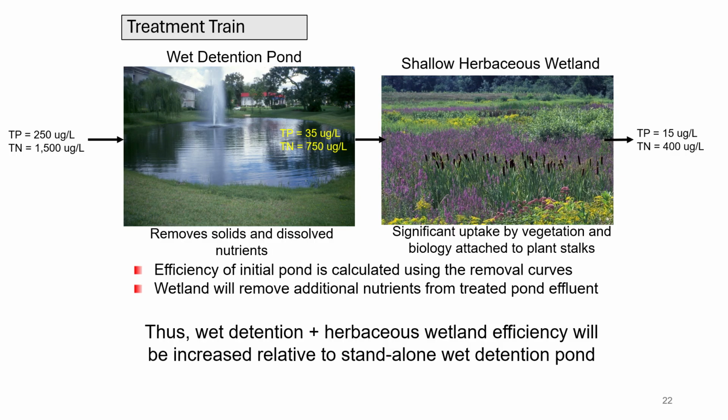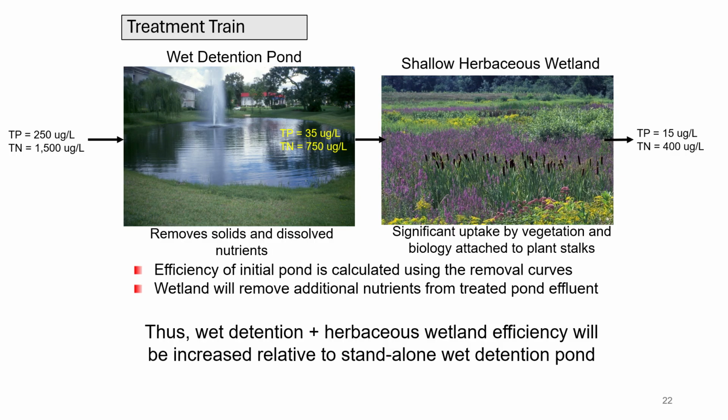Following the wet detention pond, the treated effluent then flows into a shallow herbaceous wetland. This wetland acts as a polishing step, designed to remove additional nutrients that were not captured in the first stage. This sequential design means that the combined efficiency of the wet detention pond and the herbaceous wetland is significantly increased compared to what a standalone wet detention pond could achieve.